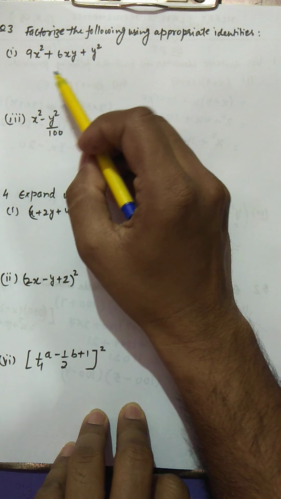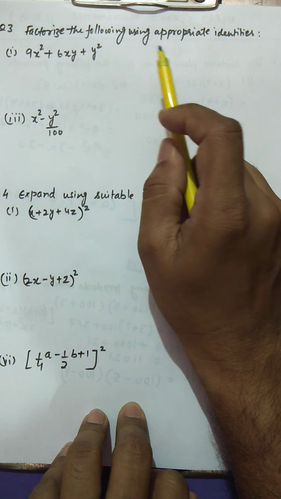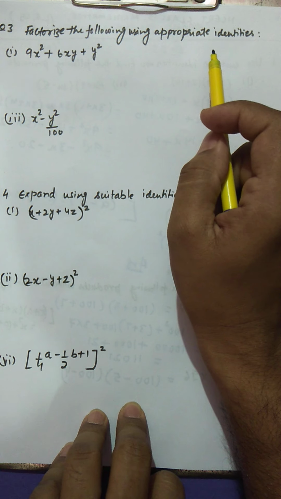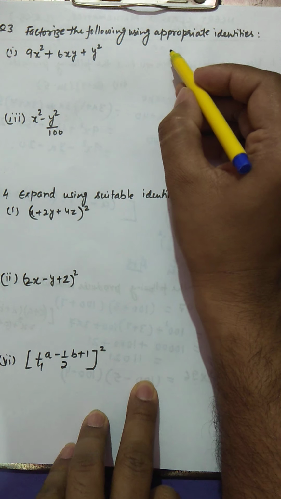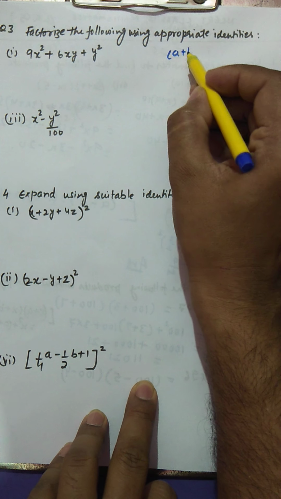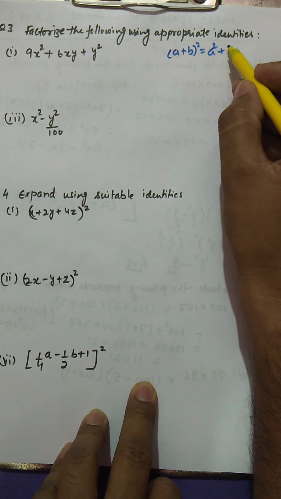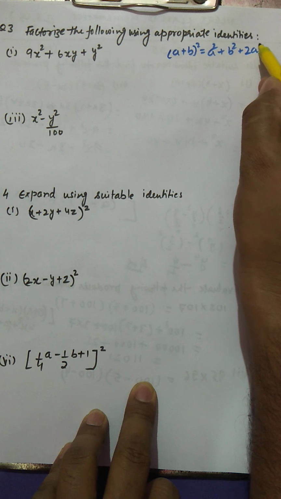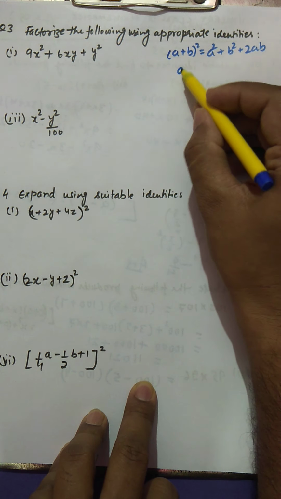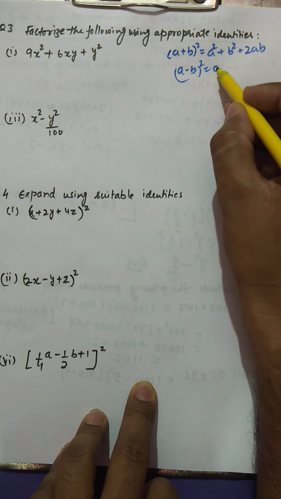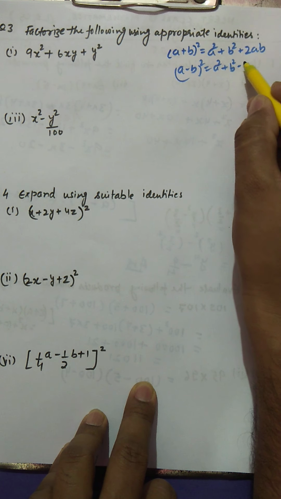Now see this question number 3. You have to factorize the following using appropriate identity. So I'm going to write two identities, and you have to identify which identity you can use. A plus B whole square is A square plus B square plus 2AB, and A minus B whole square is equal to A square plus B square minus 2AB.